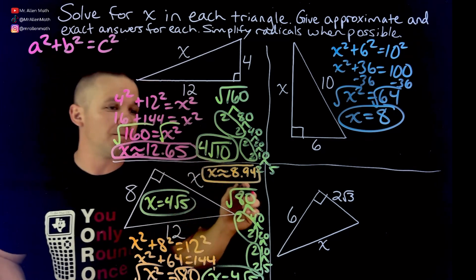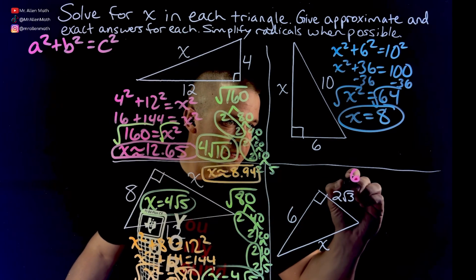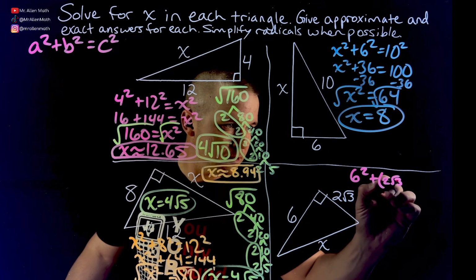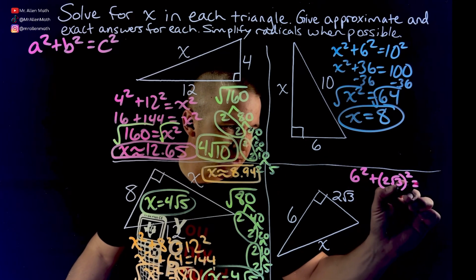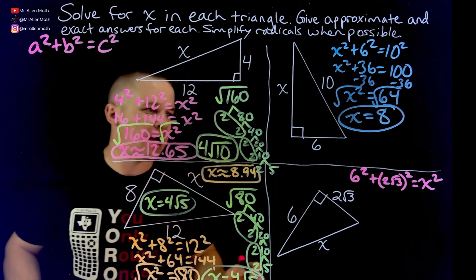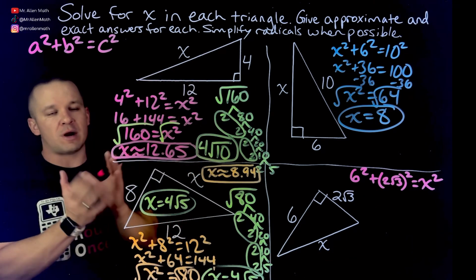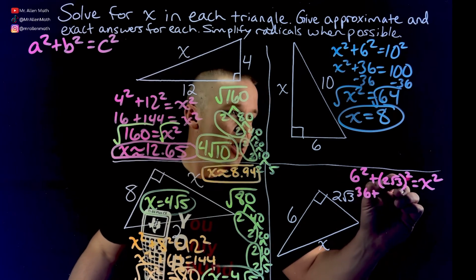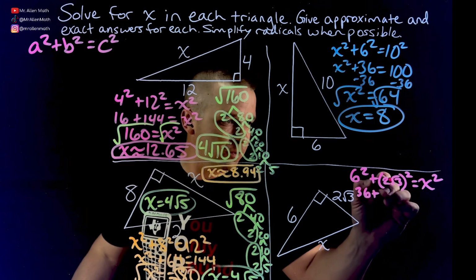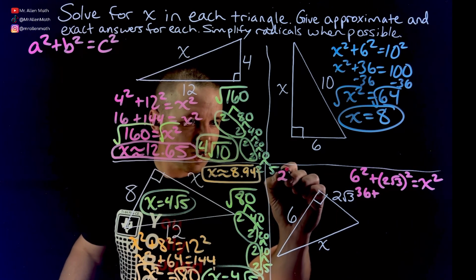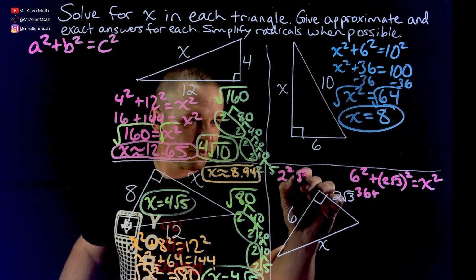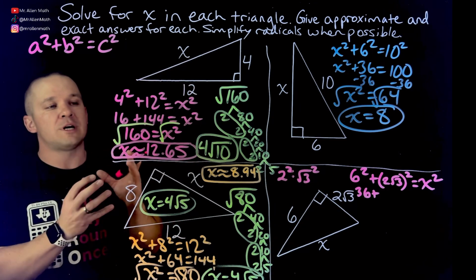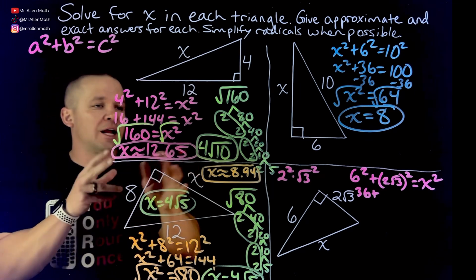That's my c squared. So this one here will be 6 squared plus, now this is key, 2 root 3 must be in parentheses all together here. I'll tell you why in a sec. Equals x squared. That 2 root 3 has to be in parentheses. Reason being, when I start squaring things, this is 36 plus the 2 gets squared and the root 3 gets squared. So I really have 2 squared times root 3 squared. I can distribute my exponent into a product. A 2 times root 3 is a product of two things, and I can individually square them.